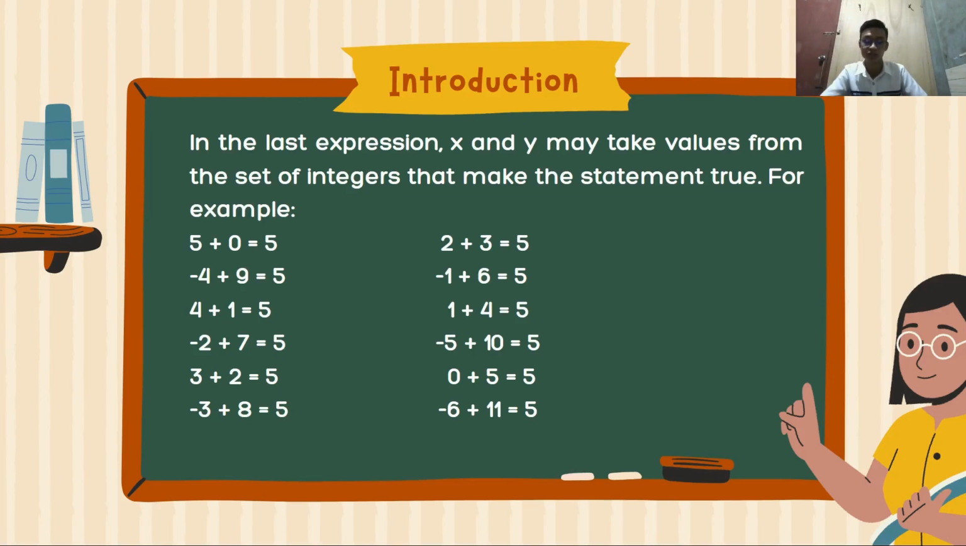3 plus 2 is equal to 5. Negative 3 plus 8 is equal to 5. 2 plus 3 is equal to 5. Negative 1 plus 6 is equal to 5. 1 plus 4 is equal to 5. Negative 5 plus 10 is equal to 5. 0 plus 5 is equal to 5. And negative 6 plus 11 is equal to 5. So these are the arithmetic statements, and x and y may take values from the set of integers that make the statement true. These are the examples.